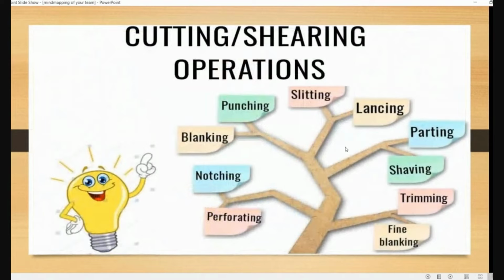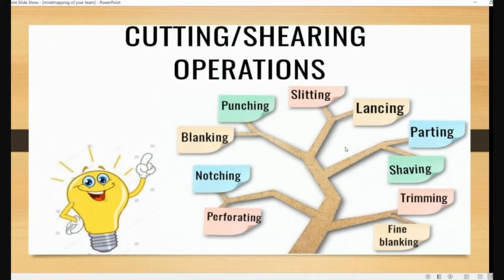Cutting or shearing operations. In this operation, the workpiece is stressed beyond its ultimate strength. The stresses caused in the metal by the applied forces will be shearing stresses. The cutting operations include punching or piercing, blanking, notching, perforating, slitting, lancing, parting, shaving, trimming, and fine blanking. Now I want Ritik to explain these processes in brief.